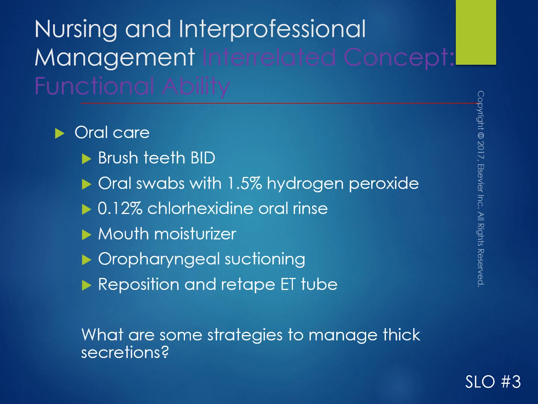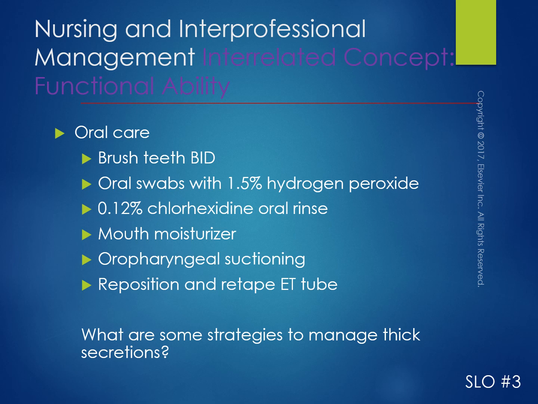Okay, so oral care. We want to brush teeth BID. We're going to use hydrogen peroxide or chlorhexidine oral rinse. The chlorhexidine oral rinse is great to prevent infection because it has bactericidal properties. We want to make sure we're cleaning that mouth out really well, because if any of those infected secretions get down into the lungs, they could potentially get a pneumonia, which would be considered ventilator-associated pneumonia, and we don't want that to happen.